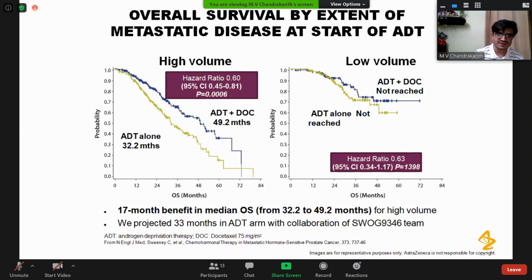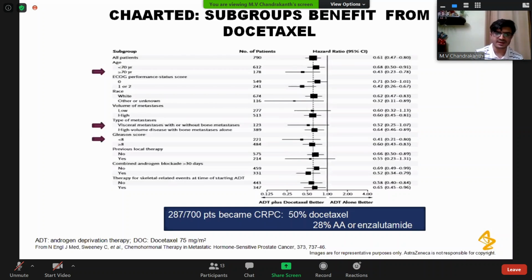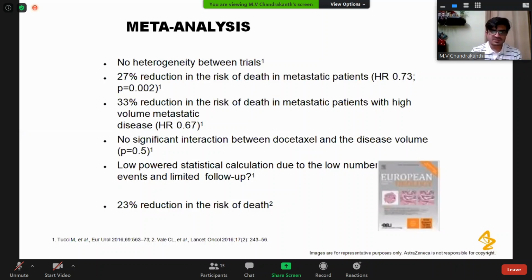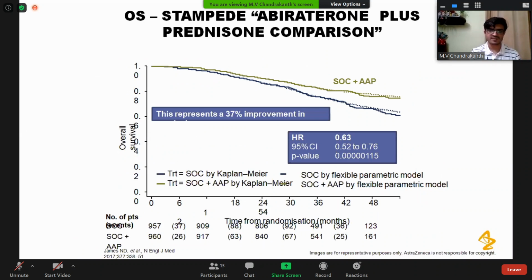So you can see the significance of the p-value of 0.0006 in high volume disease versus low volume disease. So in the hormone sensitive setting, if there is a high volume disease, docetaxel is the way to go, and not in low volume disease. However, some meta-analyses have shown that volume of disease doesn't matter. We can offer docetaxel irrespective of volume, but in practice, we reserve docetaxel for those patients who have high volume disease in the hormone-sensitive population.